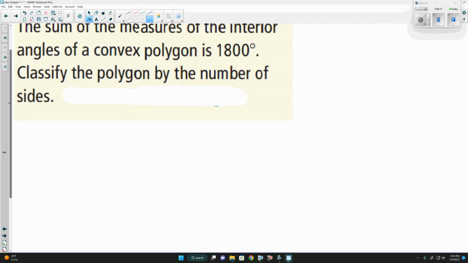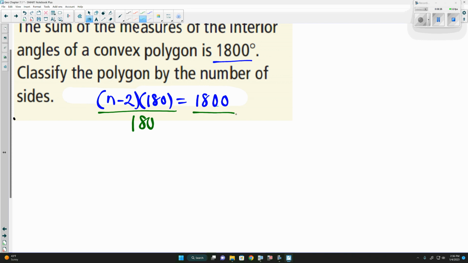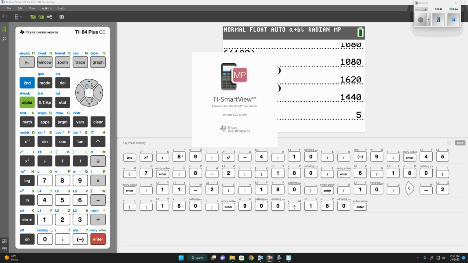They tell us that the sum of the interior angles of this convex polygon is 1,800. So to solve it, we'll use the formula: n minus 2 times 180 is equal to 1,800. The first thing we would need to do is divide by 180. So we need to see what 1,800 divided by 180 is. It is 10 on the calculator.